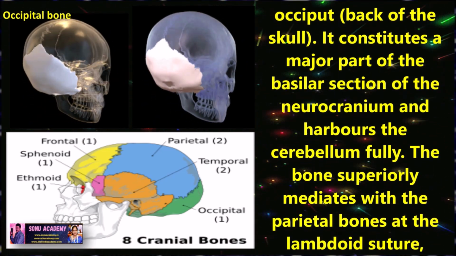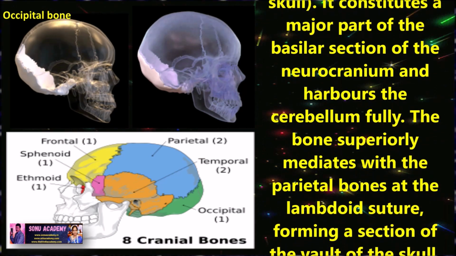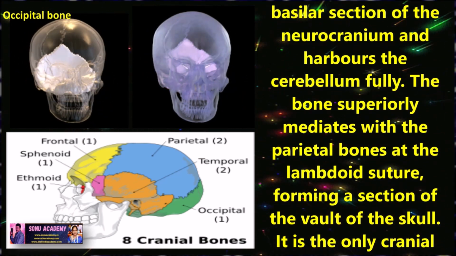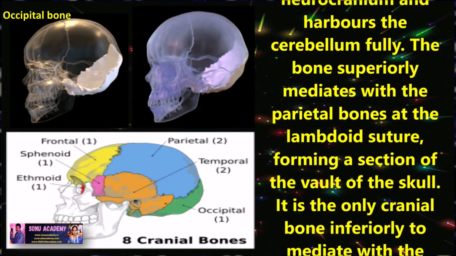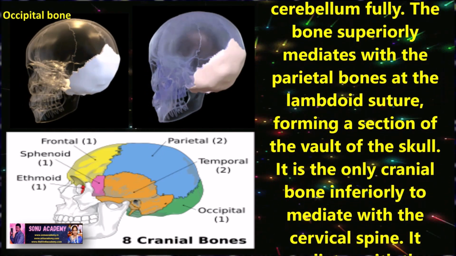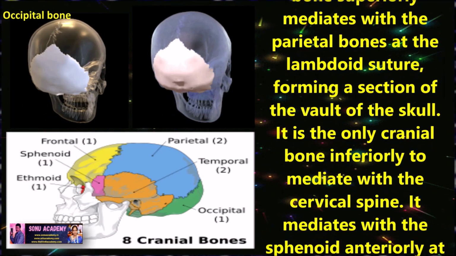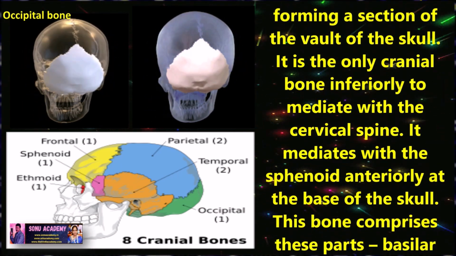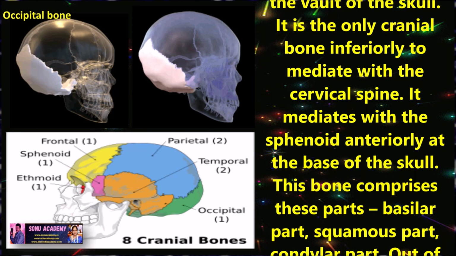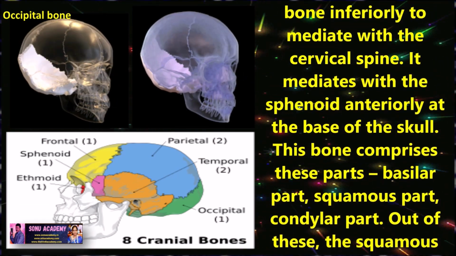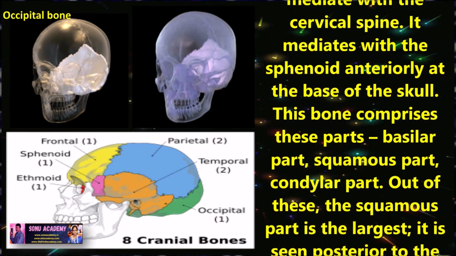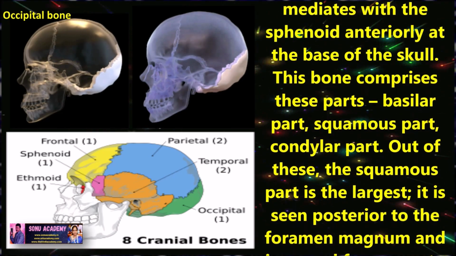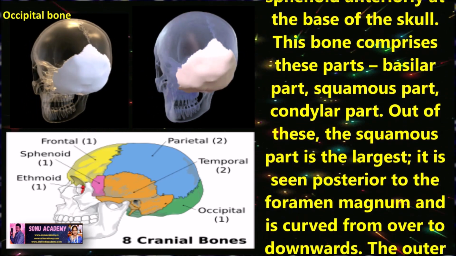The bone superiorly articulates with the parietal bones at the lambdoid suture, forming a section of the wall of the skull. It is the only cranial bone that inferiorly articulates with the cervical spine. It articulates with the sphenoid anteriorly at the base of the skull. This bone comprises three parts: basilar part, squamous part, and condylar part. Out of this, the squamous part is the largest one.